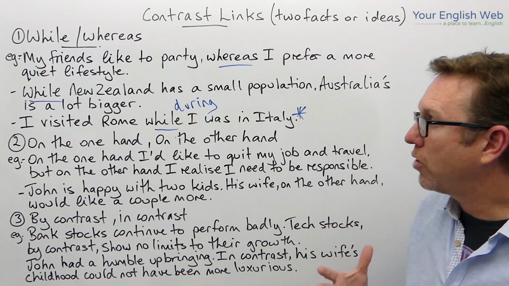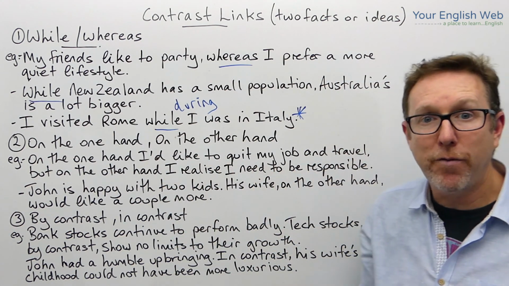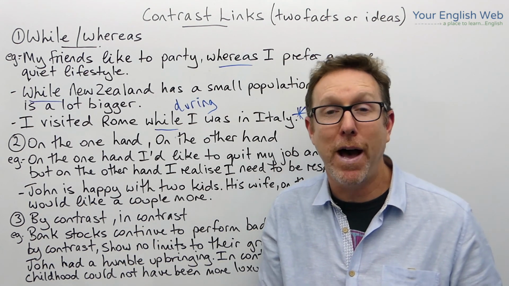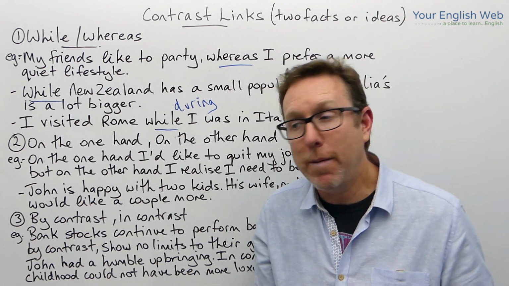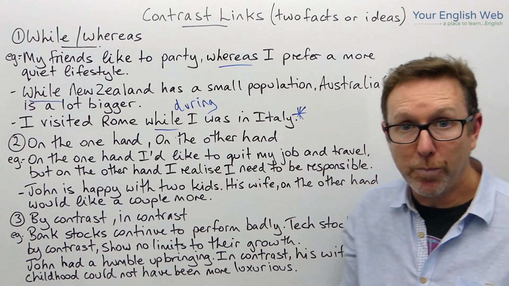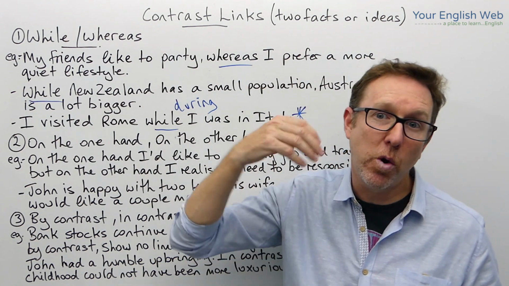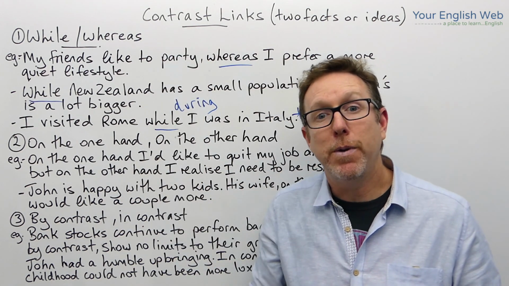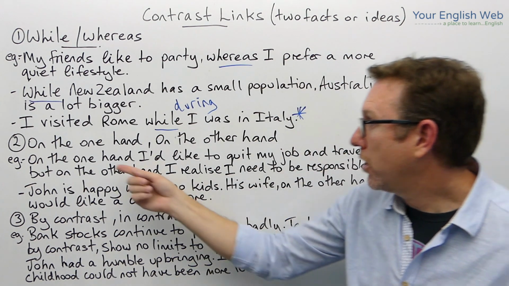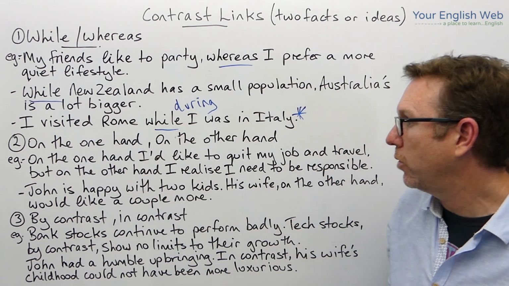So here again, we're contrasting. On the one hand, okay, I'd like to quit my job and travel. I'd like to not have any responsibilities, travel around the world, not have to worry about job, work and that type of thing, okay? But on the other hand, I realize that I need to be responsible. I need to be responsible to pay the bills, okay? So I can't just quit my job and travel. I need to be responsible, stay here and keep on working, okay? So here we are contrasting. On the one hand, but on the other hand. So we're contrasting the two, as we can see.